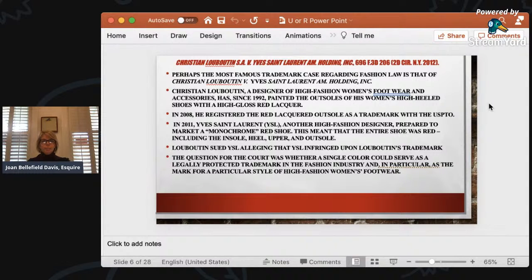Again, just to recap, it's perhaps the most famous trademark case regarding fashion law in the US. Christian Louboutin, a designer of high fashion women's footwear and accessories, painted the outsoles of the high-heeled shoes with a high gloss red lacquer. And it wasn't just the color, it was also the fact that it was lacquer that set it apart from other shoes that may have a colored bottom. So that's the Christian Louboutin case.